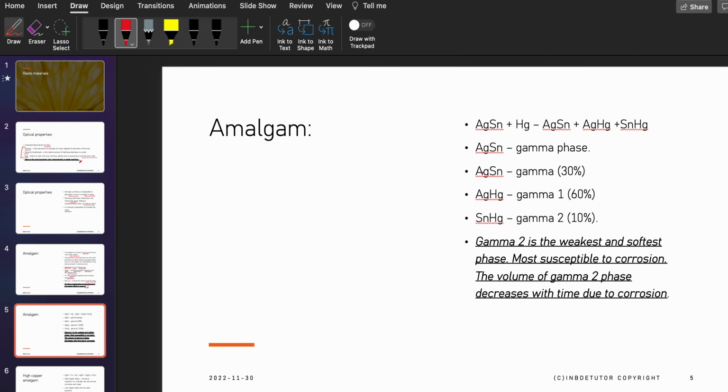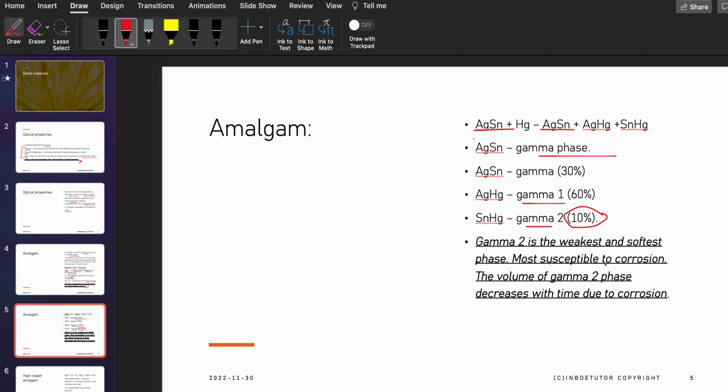Moving ahead, so this is basically the simple formula that we use in the amalgam, and in this, AgSn, which is silver tin, is the gamma phase. Some of it is made again when they react, which is gamma 30%. Silver and mercury is gamma 1, which is 60%, and tin and mercury is the gamma 2, which is only 10%. So gamma 2 is the weakest and the softest phase.